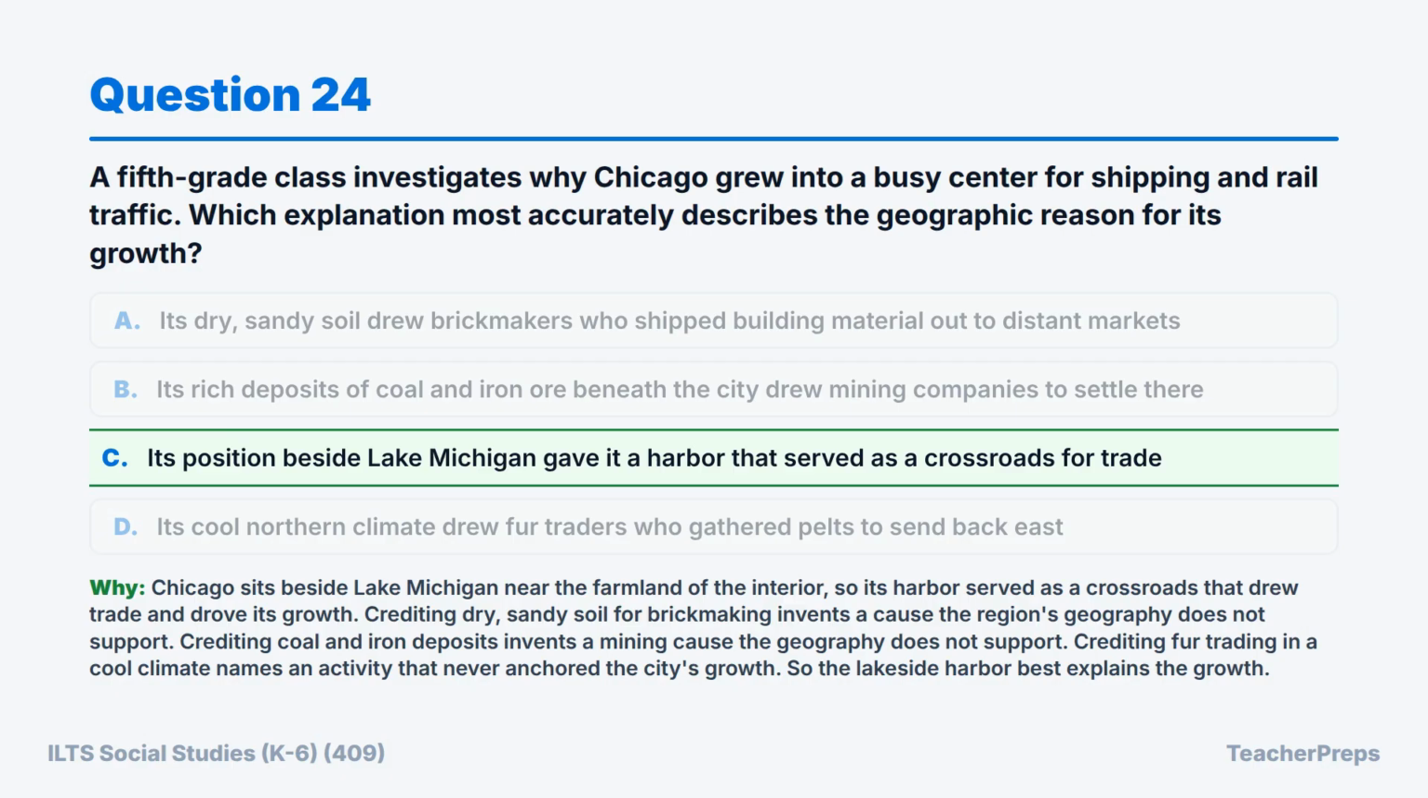Crediting dry, sandy soil for brick-making invents a cause the region's geography does not support. Crediting coal and iron deposits invents a mining cause the geography does not support. Crediting trading in a cool climate names an activity that never anchored the city's growth. So the lakeside harbor best explains the growth.